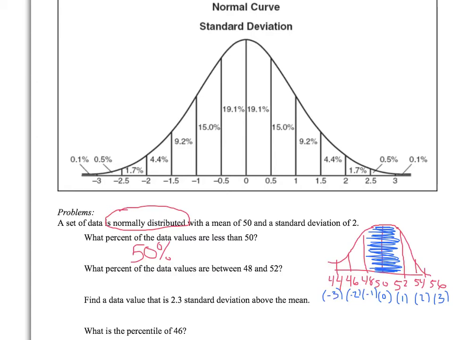So what I'm really looking for is the percent between the -1 and the 1 on my reference table, which is 15, 19.1, and the 15. So we add those up. And you add those up, you get 68.2% lie between 48 and 52.